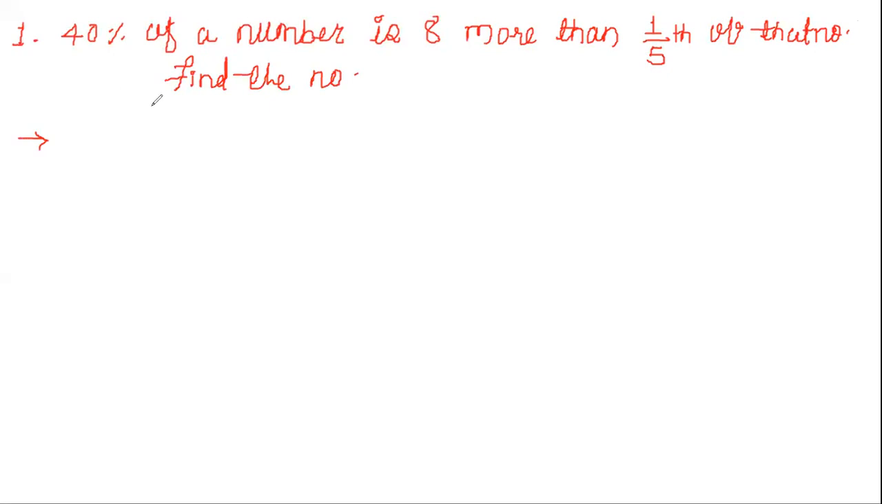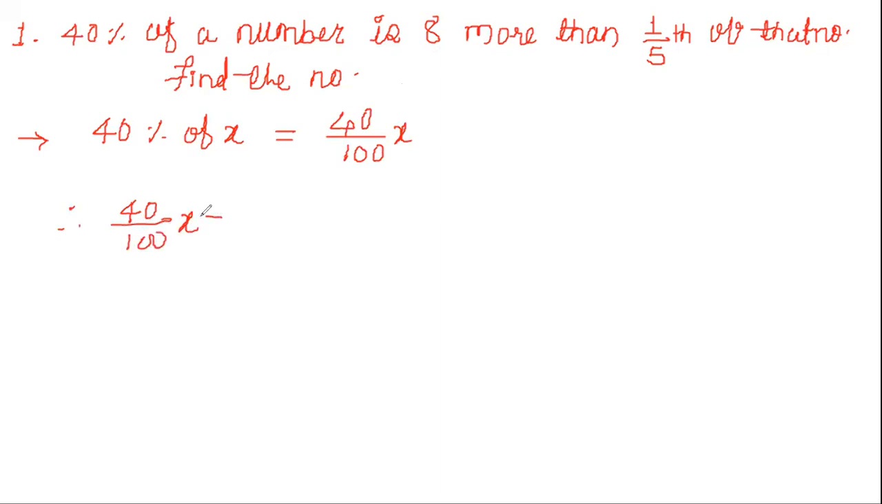So 40% of that number will be 40% of x, which we can write as 40 divided by 100 into x. Using the condition that 40% of a number is 8 more than 1/5 of that number, we get the expression 40 divided by 100 x minus 1/5 of that x, which is x upon 5, equals 8. Solving, 40 divided by 100 is 4 by 10, that is 2 divided by 5 x minus 1 upon 5 x is equal to 8.